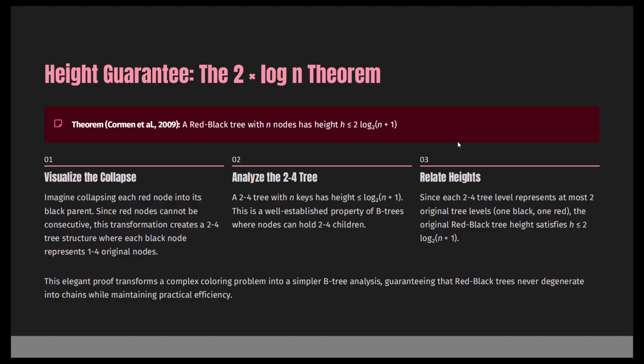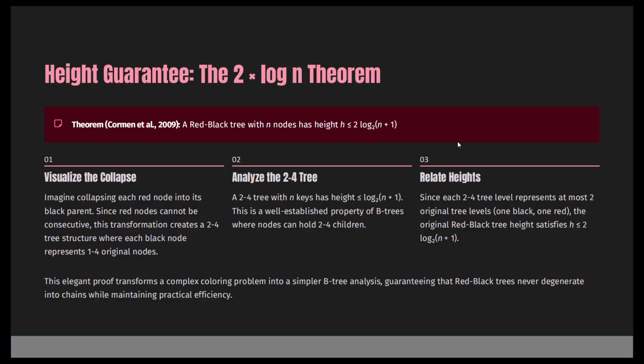Height guarantee. One of the biggest advantages of red-black trees is the guarantee on the height of the tree. There is an important theorem which states that a red-black tree with n nodes has height h less than or equal to 2 log2(n+1). Let us understand the idea behind this. First, imagine collapsing each red node into its black parent, because red nodes cannot be consecutive.